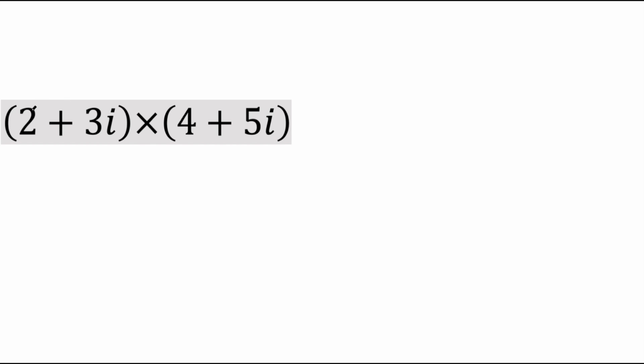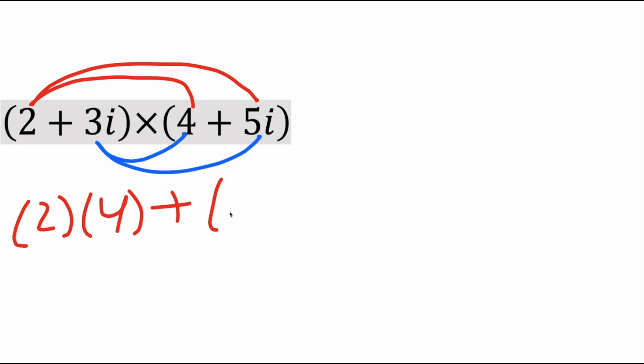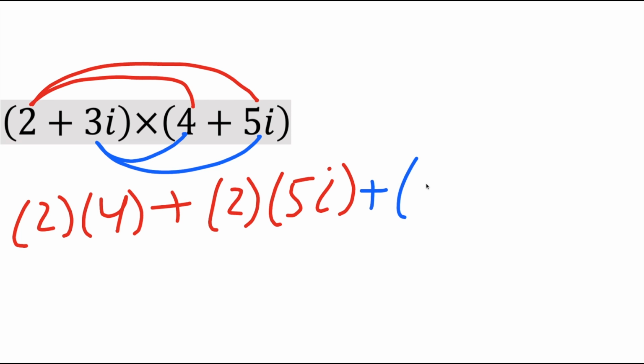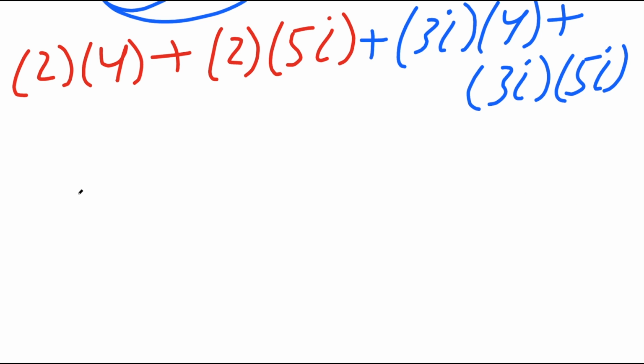Okay, so the last one, same procedure, 2 times 4, 2 times 5i, then 3i times 4, 3i times 5i. Now we just multiply. So we have 2 times 4 plus 2 times 5i plus parentheses 3i times 4 plus parentheses 3i times 5i. So now we just need to multiply it out. 2 times 4 is 8. 2 times 5i is 10i.